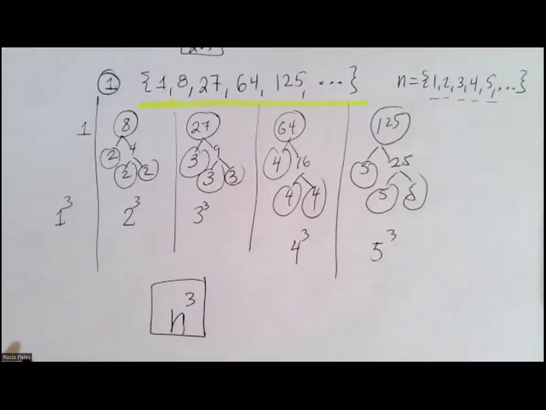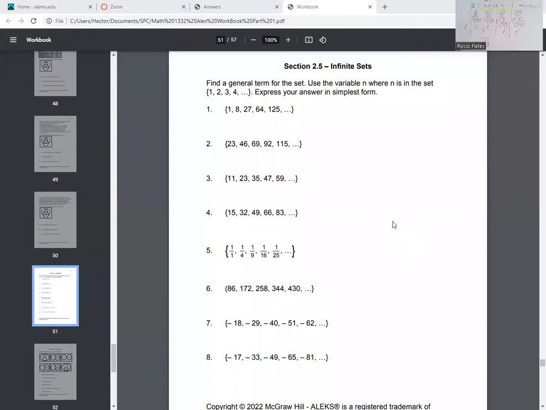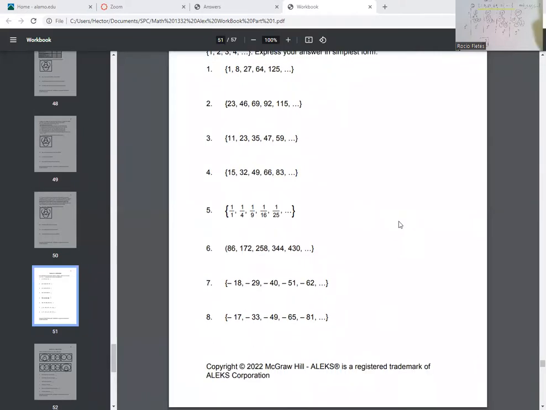Okay, let us move on to the next problem. Let me share my screen. Okay, so you guys can work number 2. I'll try number 3. And let me write down this.